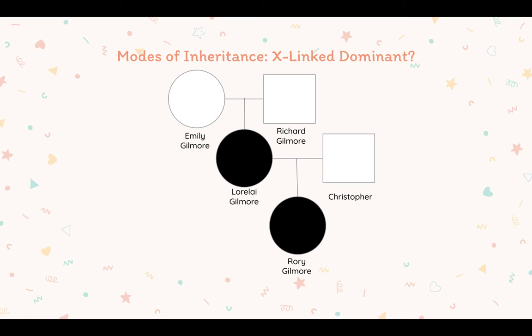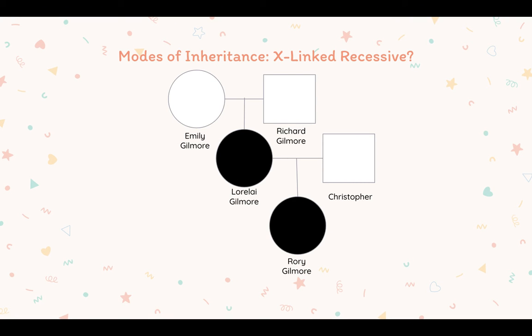So Emily Gilmore does not show this trait, so that would have to make her have two recessive alleles on both of her X chromosomes. Richard Gilmore also doesn't show this trait, so that means he would have to have one recessive allele on his X chromosome. However, this is not consistent with the form of inheritance because Lorelai does show this trait, so it cannot be X-linked dominant since this would cause her to inherit two recessive alleles.